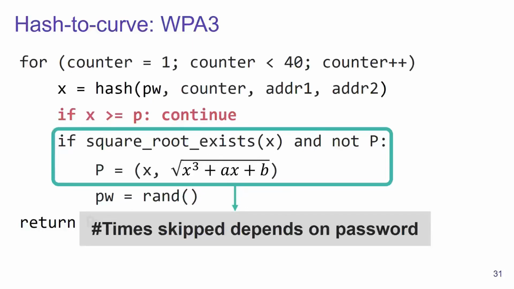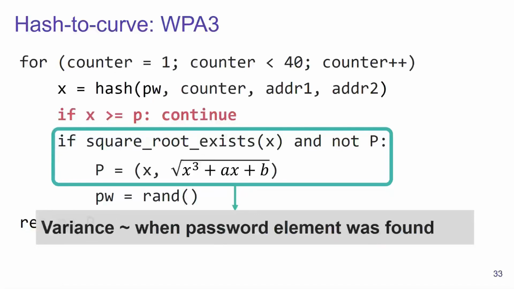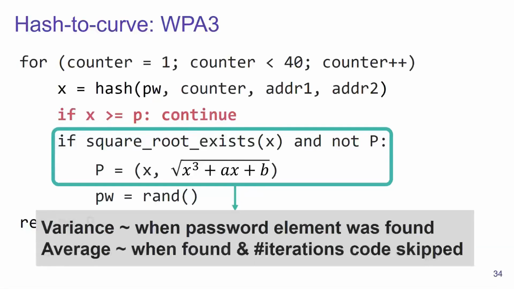Now, this case is not as trivial to abuse as the EAP-PWD case, because the number of times that this code is skipped depends on the real password, but also on the random password that is executed in these extra iterations. Nevertheless, we were able to extract enough information to perform an offline dictionary attack. And the way we did this is by realizing that the variance of the execution time still depends on when the password element was found. On top of that, the average execution time depends on when the password was found and on the average number of iterations where the highlighted code here was skipped.